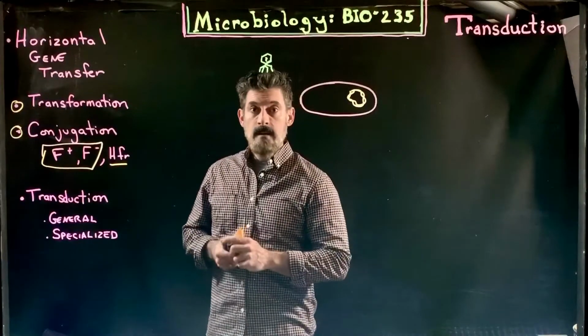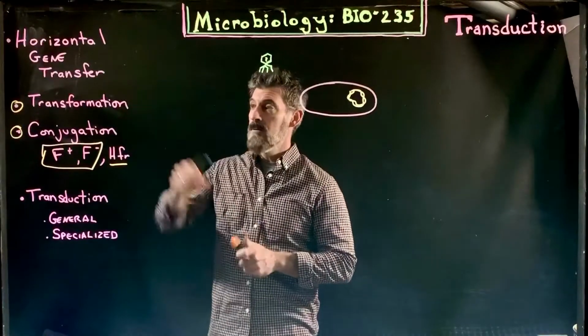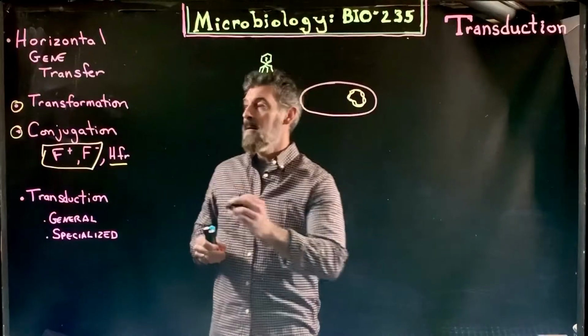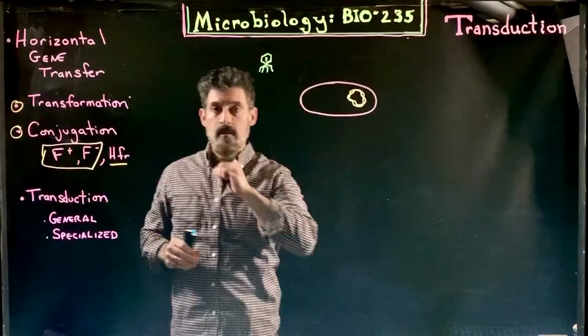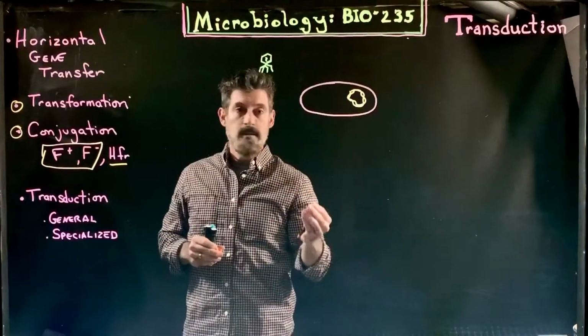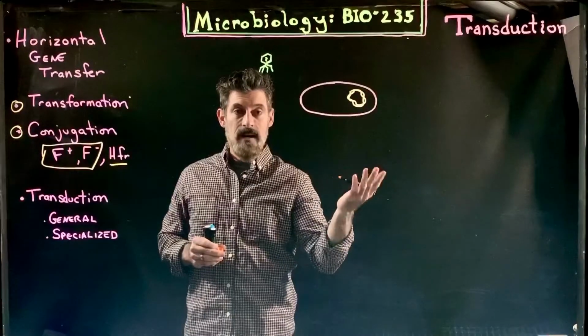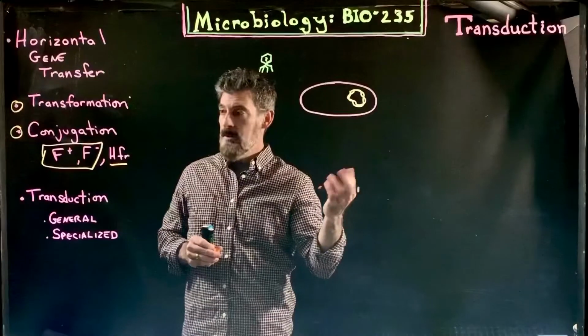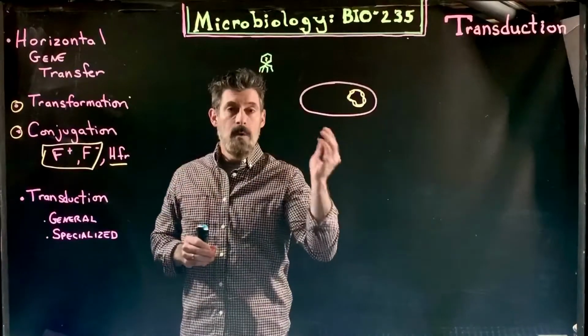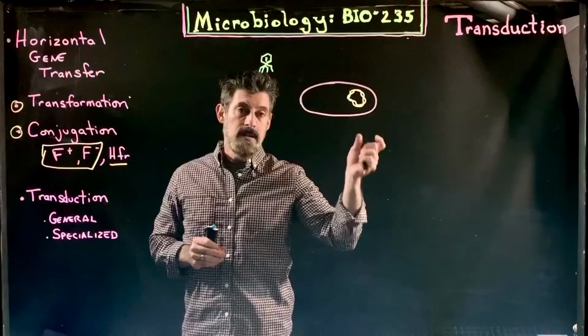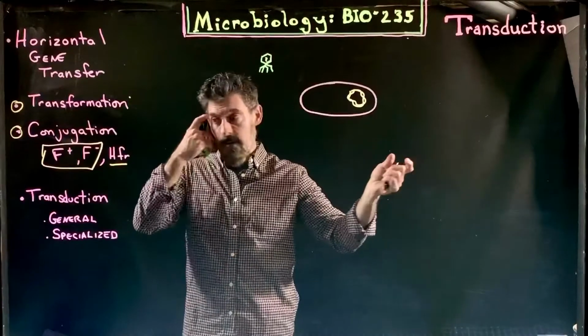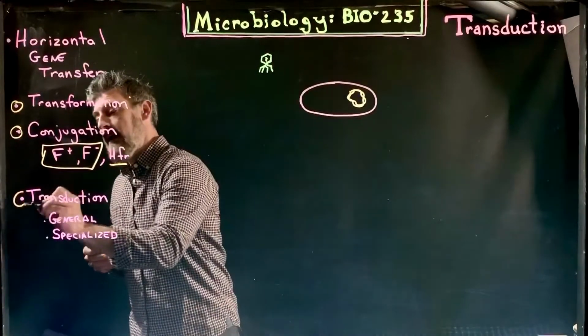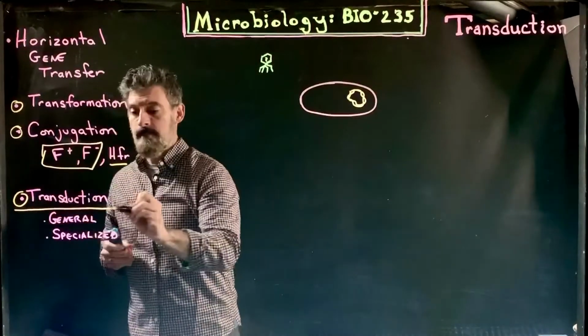So we're going to continue with talking about horizontal gene transfer, and I've already gone over the basics of transformation, where there's DNA in the environment and it can be picked up by bacteria and alter its genome. Conjugation, where one bacteria will actually pass DNA directly to another bacteria. Now what we're going to look at is transduction.